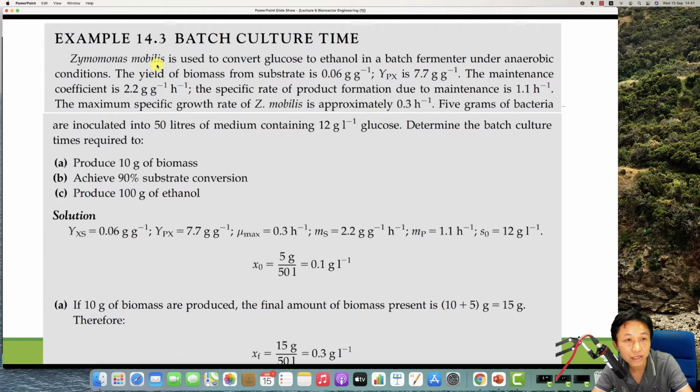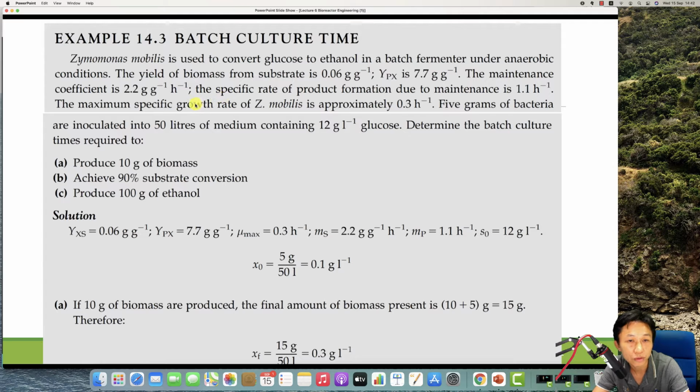Zymomonas mobilis is used to convert glucose. Okay, we use glucose to produce ethanol in a batch fermentation under anaerobic condition, without oxygen. The yield of biomass from substrate is 0.06 gram per gram. The yield of product from substrate, we can consider later, it's quite difficult. The maintenance coefficient is this one. The specific rate of production due to maintenance is 1.1 per hour.